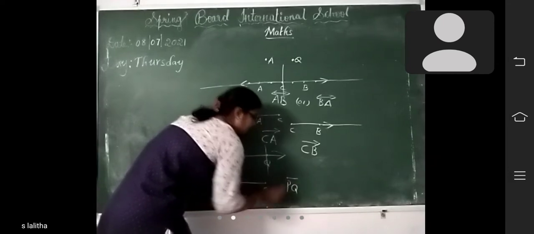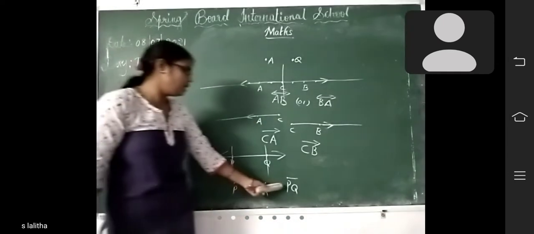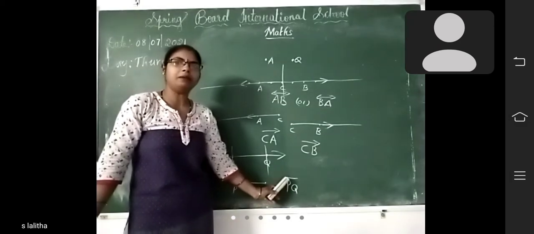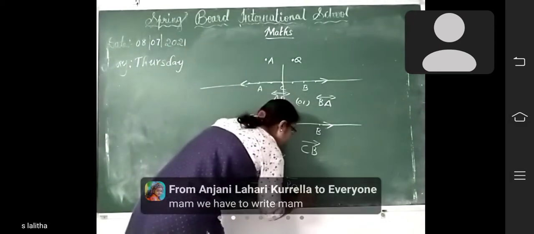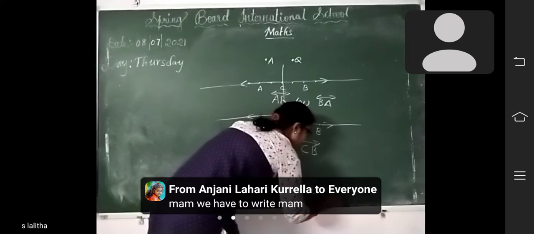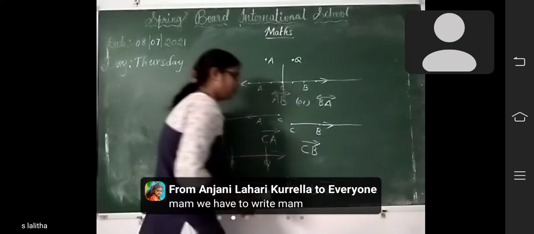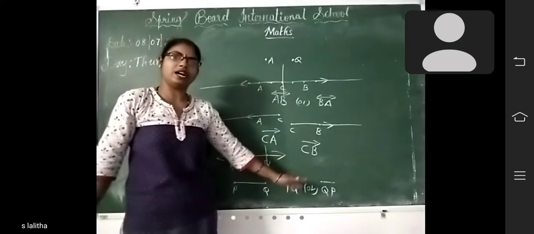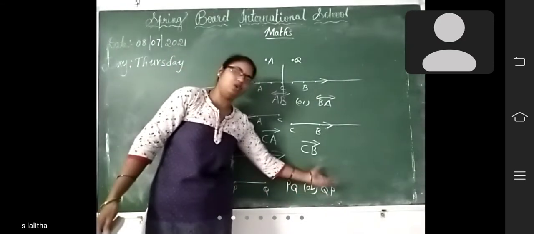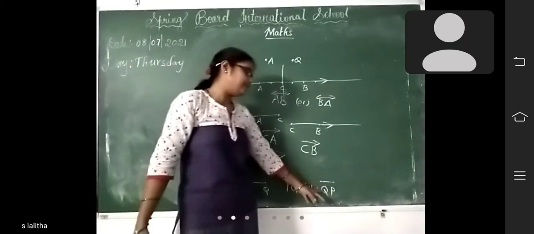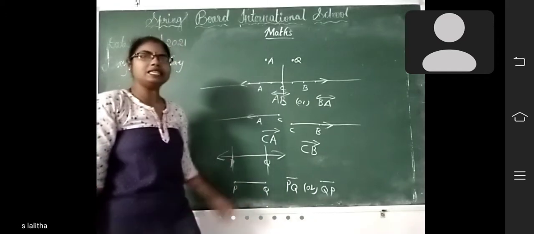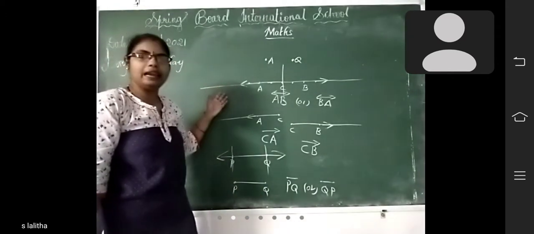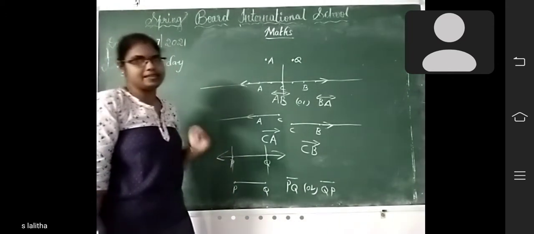You can write like this. What do you call this one? Line segment PQ. You should write like this also, QP, because both are having points. That's why you should write like this also. This is called line segment QP. Did you understand, children? Point, line, ray and line segment.